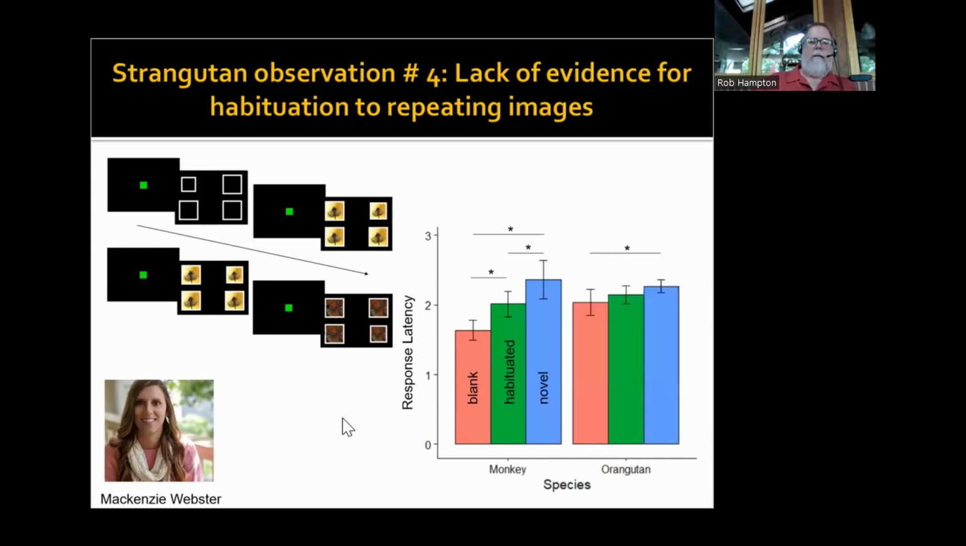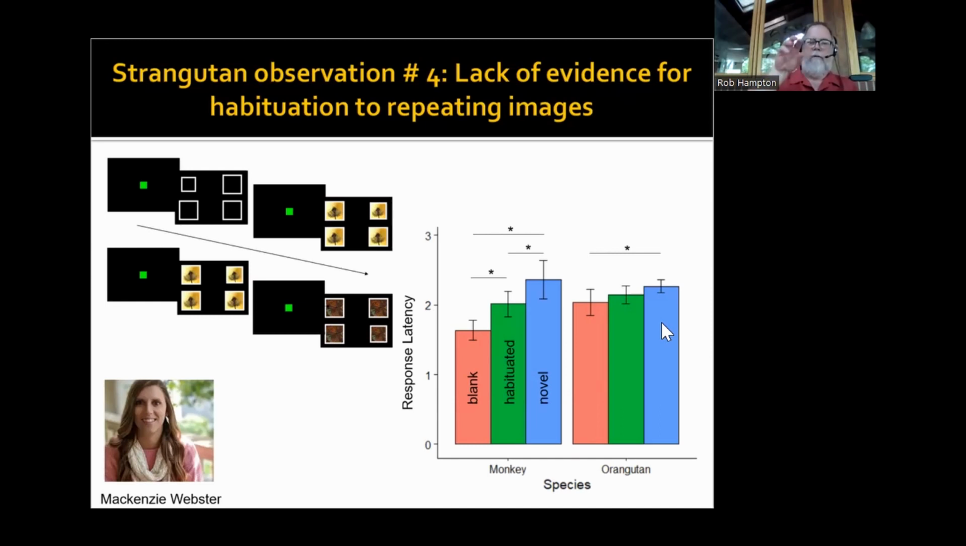Now, the orangutans, they show the same stacking pattern, but the difference is definitely muted, and it's not significant as a function of whether they're habituated or novel stimuli. We do get a significant difference that they do better when there's no picture to look at at all. And that turns out to be important because this is not the only experiment like this we've done. We've done several of these target finding experiments to look at habituation.